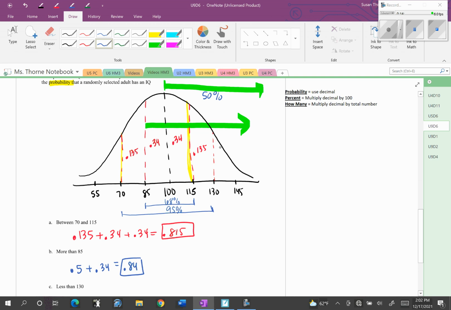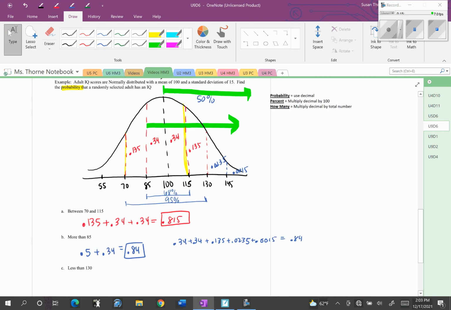Could you add up all these values that we had found before? So remember that we said this was 0.0235 when we talked about that above on the other page, and 0.0015. You could add that all up. So that would be 0.34 plus 0.34 plus 0.135 plus 0.0235 plus 0.0015, that is also equal to 0.84. It's just a lot easier to use the fact that we know the curve is symmetrical about the mean, then that's 50% of the data.